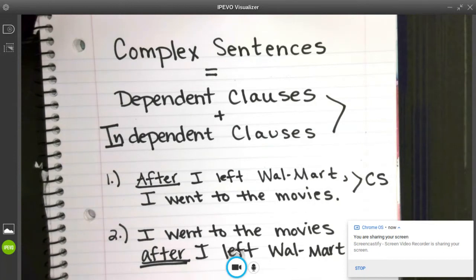So complex sentences have two parts. They have a dependent clause and an independent clause, and you should play around with it, put it into your writing, and see how much more interesting your writing becomes once you start including these kinds of sentences.